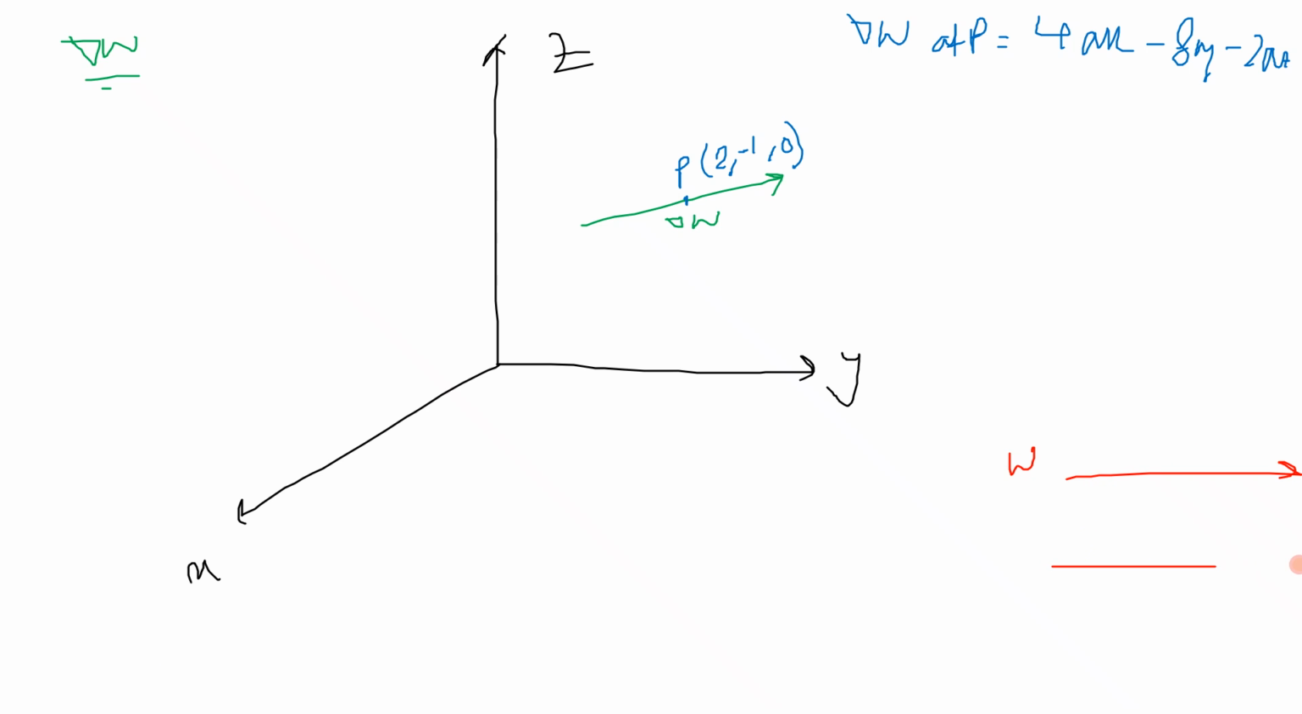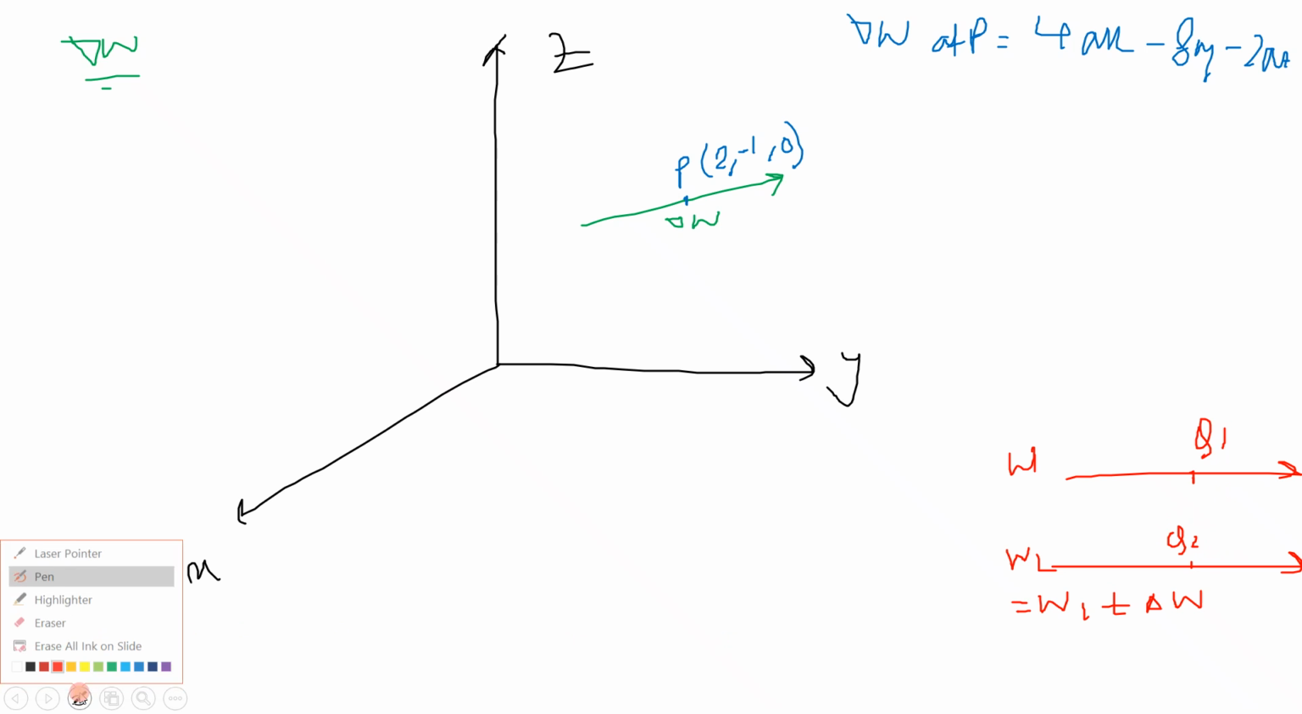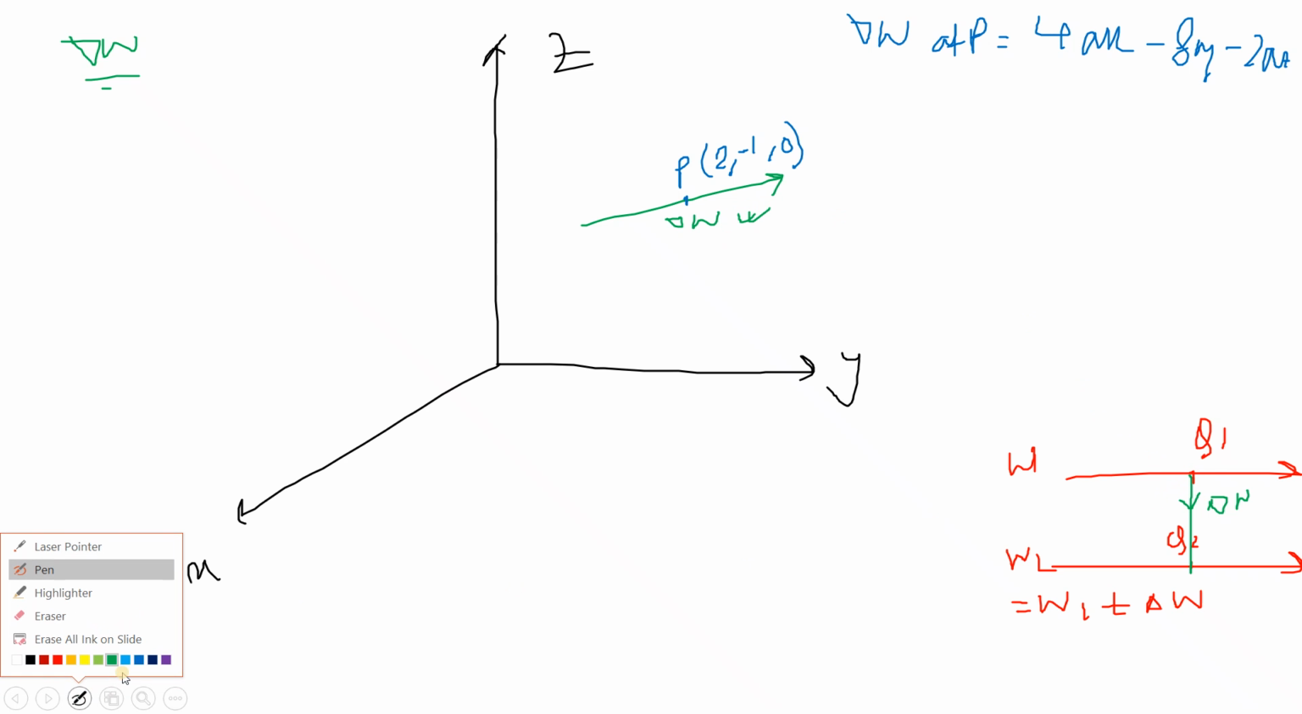Because we have calculated the gradient, there should be some case like this where there was W1, W2, where W2 was W1 plus delta W, and this one was point Q1, and this one was point Q2. When we calculated the gradient, we have taken the shortest path. So this is actually gradient of W, isn't it? We have taken the shortest path. So this is gradient of W.